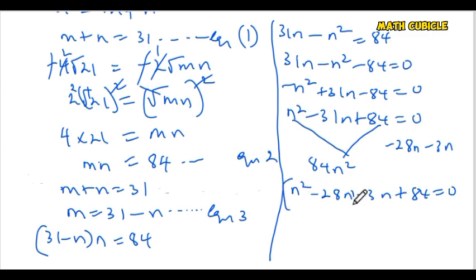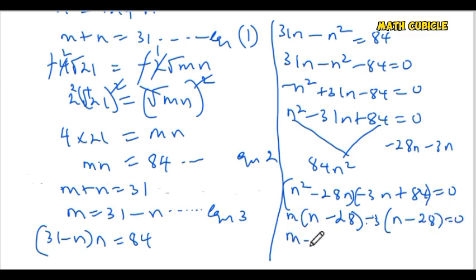So let's group this like that. N is common here. N into n squared is n, n into 28n is 28, minus 3 is common here. Minus 3 into minus 3n is n, minus times plus is minus. 3 into 84 is 28 is equal to 0. So n minus 3 is equal to 0, n minus 28 is equal to 0. So n is equal to 3 and n is equal to 28.